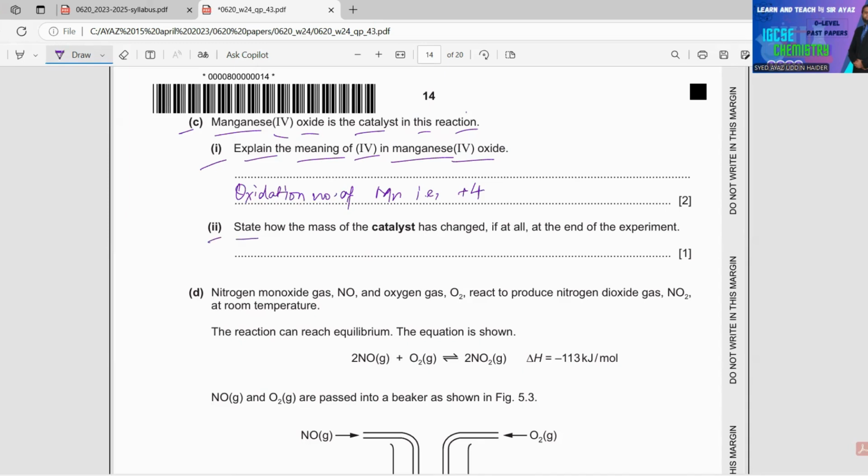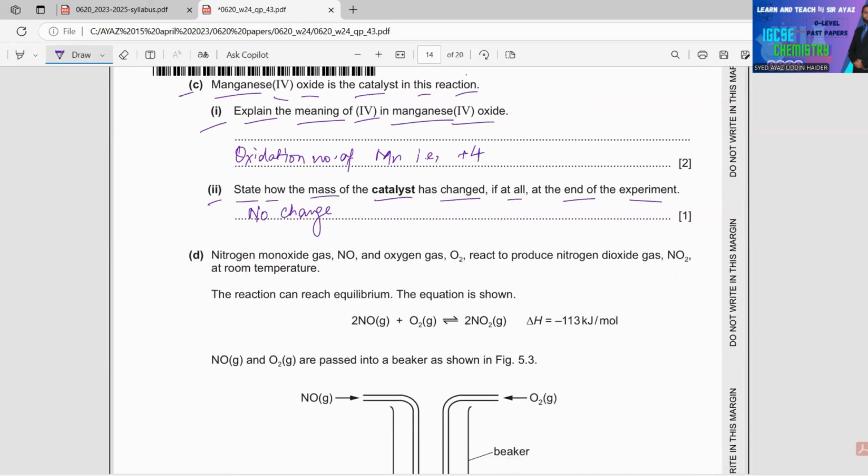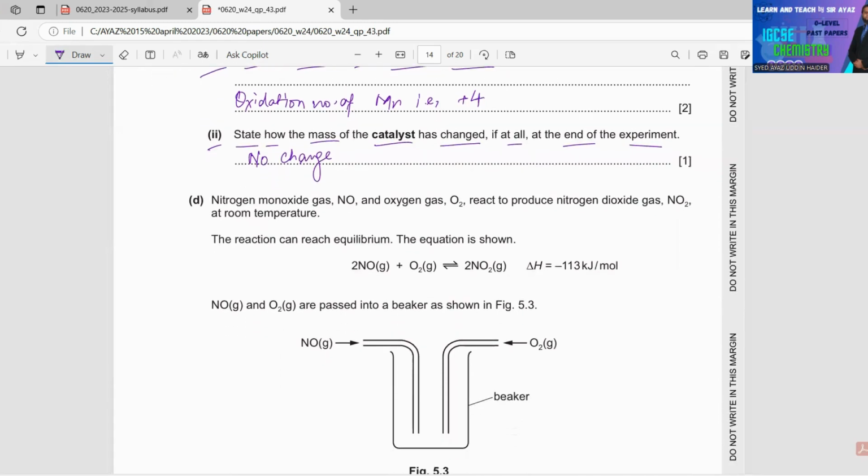Number 2, state how the mass of the catalyst has changed, if at all, at the end of the experiment. So there won't be any change in the mass. So you write no change. The mass of the catalyst will not change. The mass will remain the same. Only the physical state of the catalyst changes at the end of the reaction.